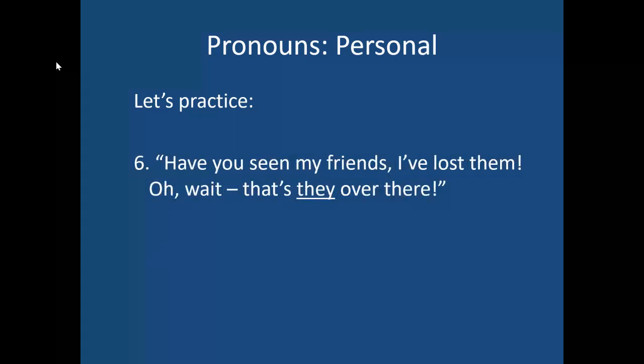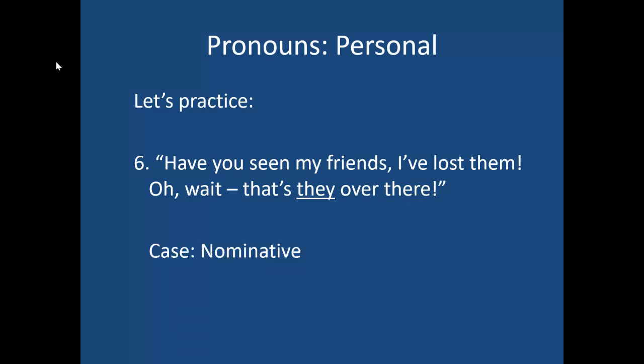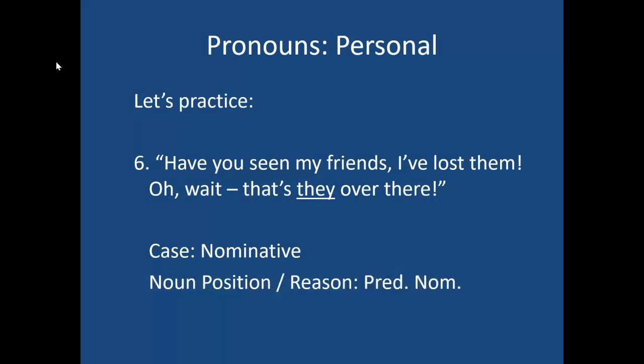And lastly, one of my personal favorites, have you seen my friends? I've lost them. Oh, wait, that's they over there. Well, sad as it is, this is correct. I know it's bizarre, but it is correct. It's a nominative case pronoun, and it's for the same reason as Shaniqua's sentence and the cabbage god sentence, in the sense that we're saying that is they. It's a predicate nominative. And so we're following a to be verb, so I get to use that is they.